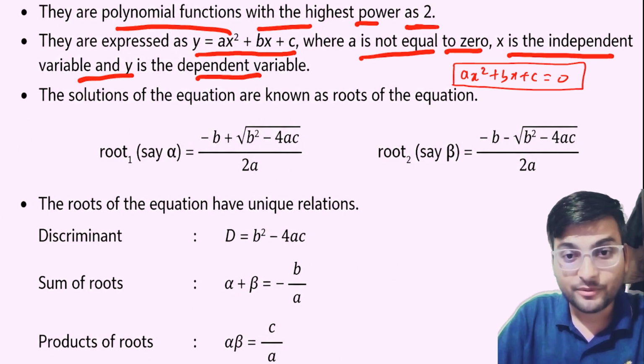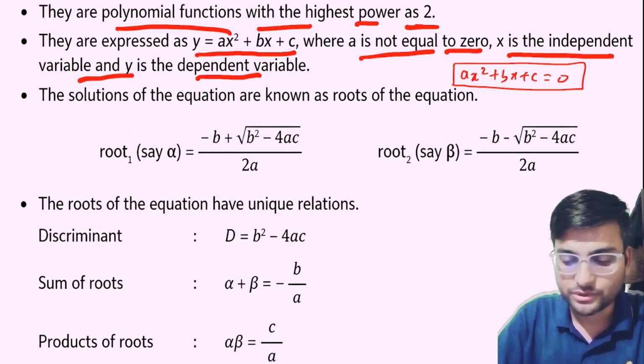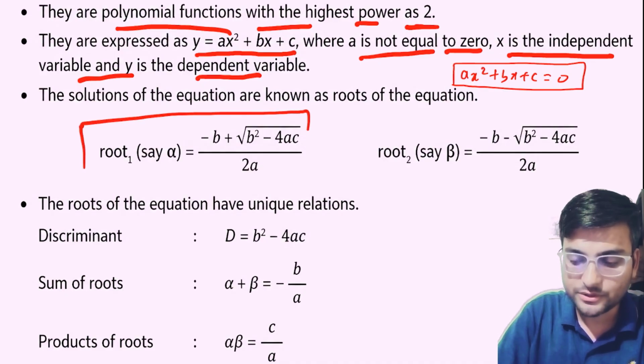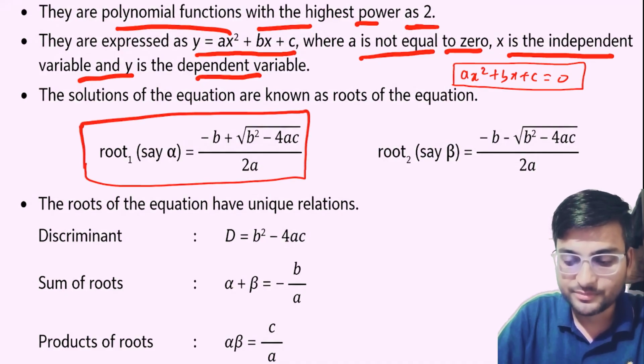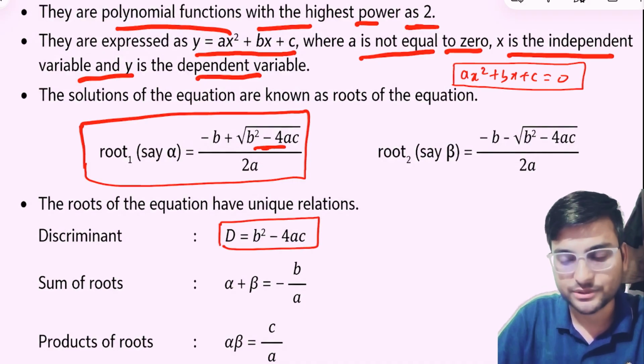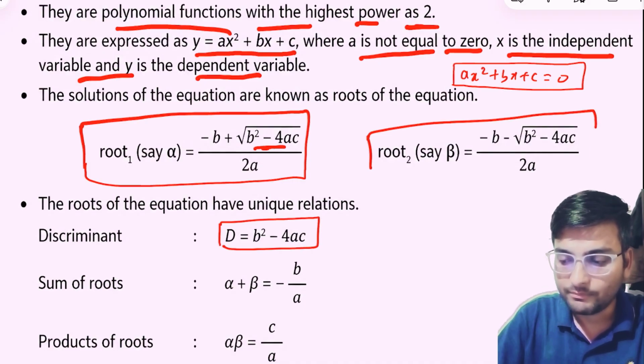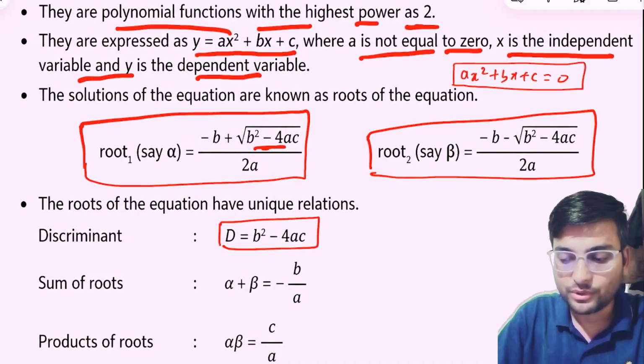Now, just before talking about the roots, these are the two roots here. The first root is alpha. Alpha is equal to minus b plus root d by 2a. Root d is this one, called the discriminant, b square minus 4ac. And the second root is beta. Beta is equal to minus b minus root d by 2a.